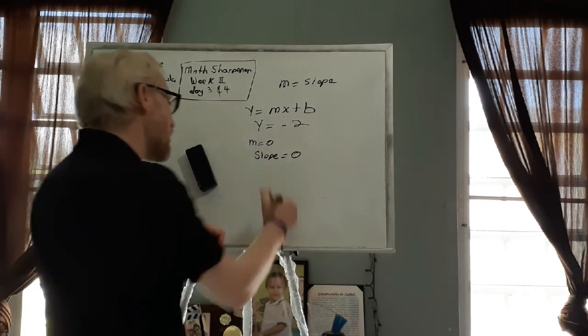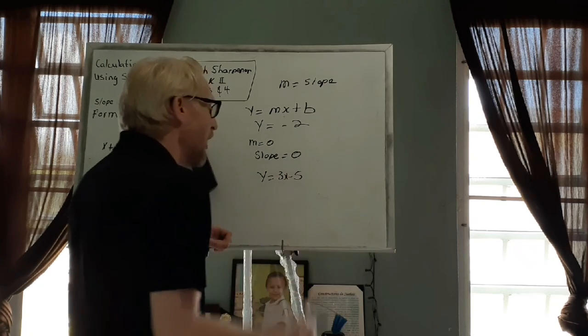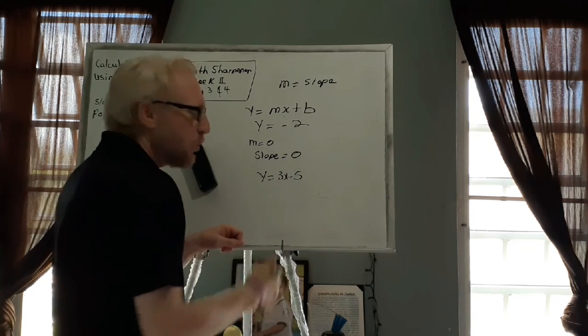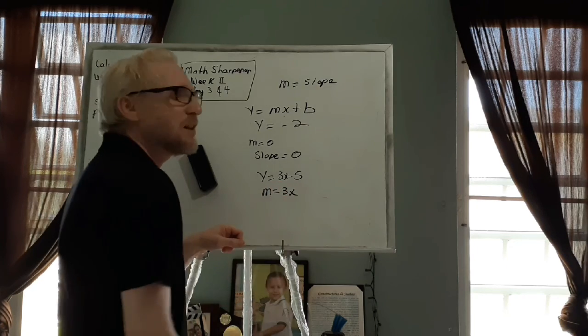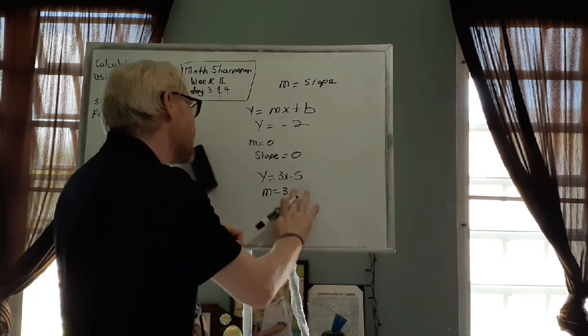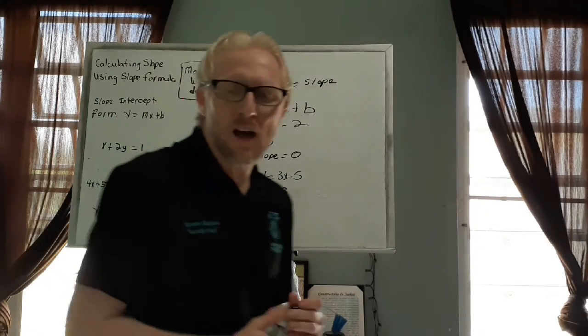Now what if I give you an equation already like this? y equals 3x minus 5. And I want you to tell me what the slope is. Well, the slope is the 3x. Or the 3. You don't have to write the x, just the 3. Okay? Because this looks like this. I know. That's it, guys.